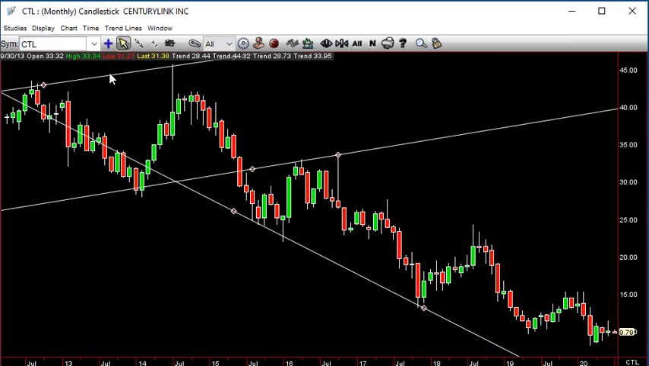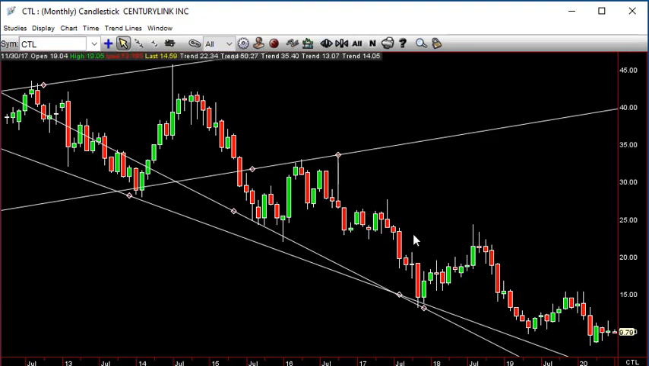CTL, monthly, slowly triangling out in lower series. You can see it all started up in here. Higher highs, still walking down, series of tries. Pop the head up, inside, see you later.